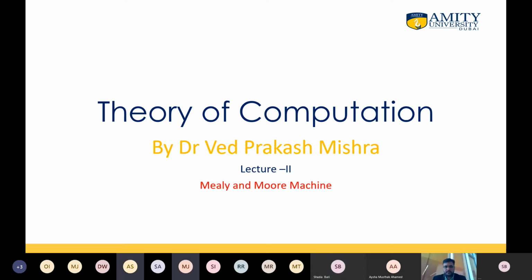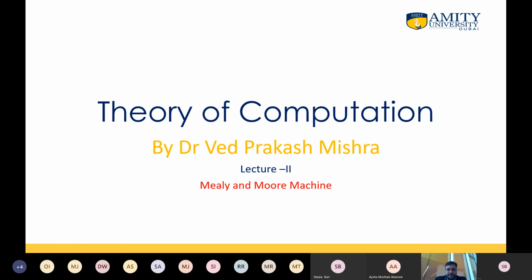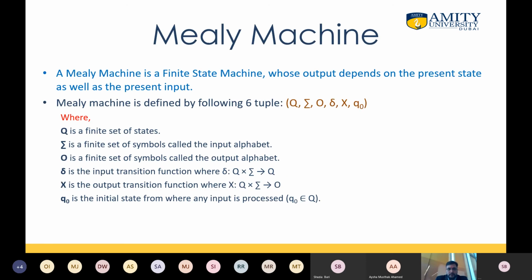Yes, sir. So today we are going to start this Mealy machine. What is Mealy machine? Like DFA and NDFA we did. So in DFA and NDFA, how many tuples we had? We had 5 tuples. In Mealy machine, we will have 6 tuples.